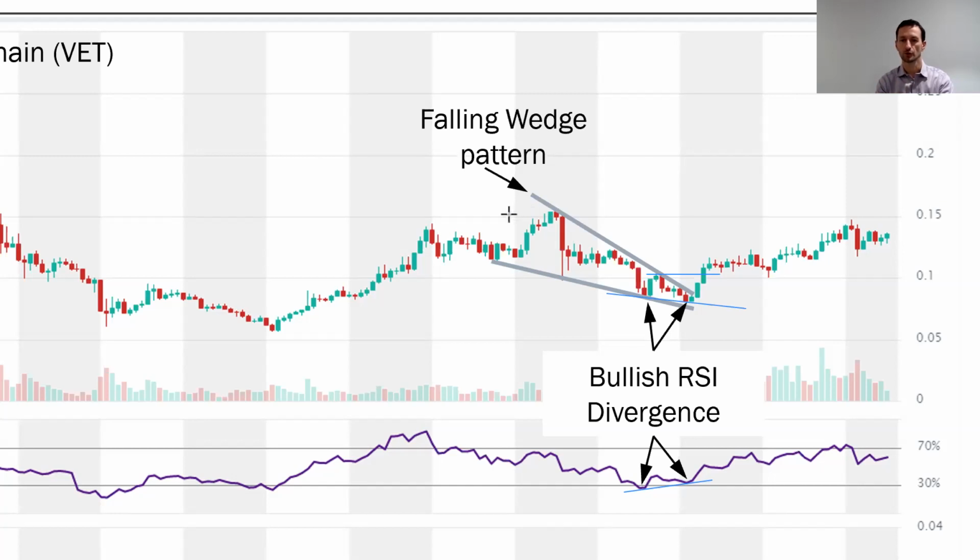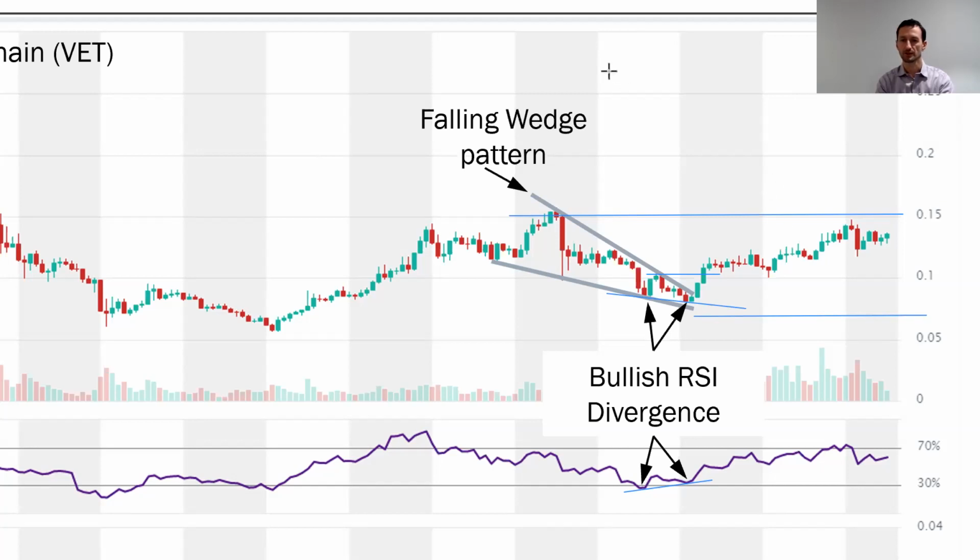And what you would do is typically exit, or your target would be the entry point of the pattern, which is around here. So the target would be about 15 cents. As you can see, we got really close here. So always use that as a zone, not a specific level. And the exit here would be somewhere just below the pattern pinnacle. So that would be around 7 cents.